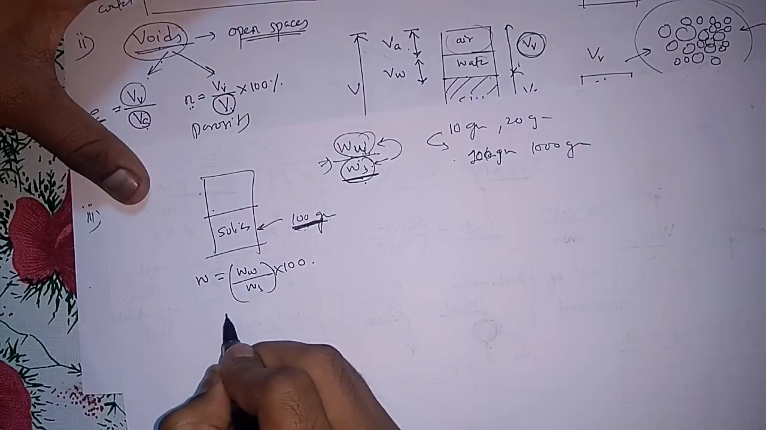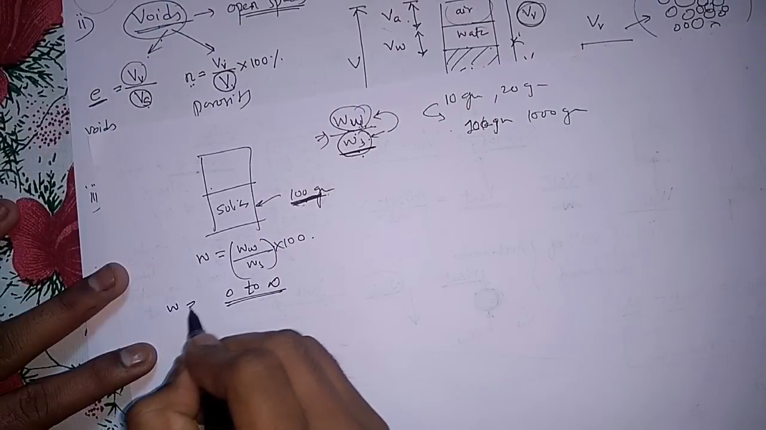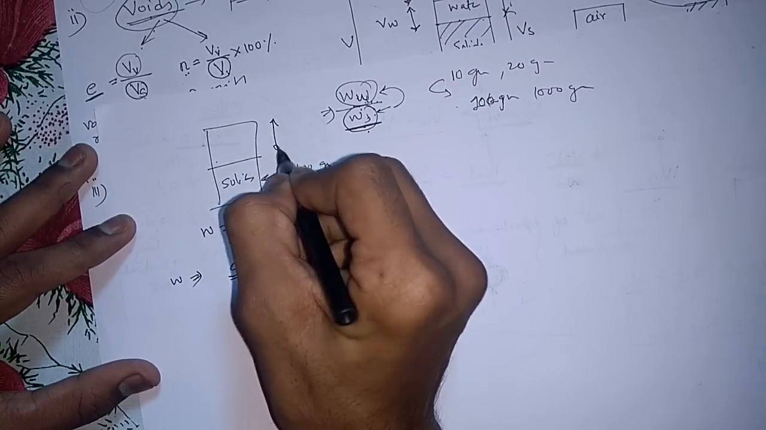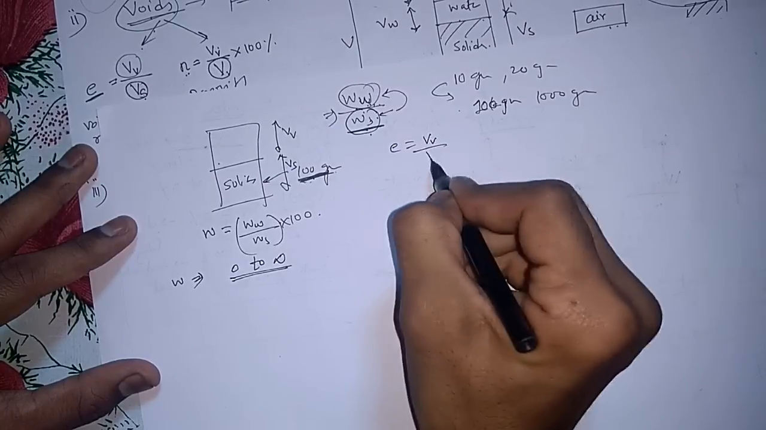So this can be 0 to infinity. So there is no upper limit for W. Similarly for voids ratio, it is simply volume of voids upon volume of solids. So void ratio is VV upon VS.